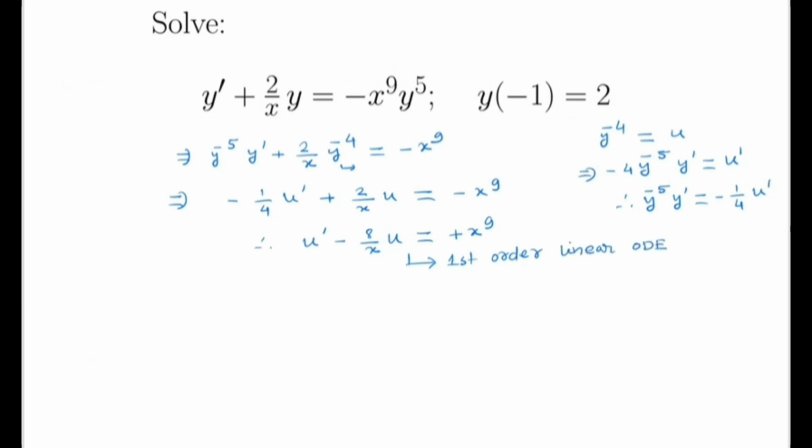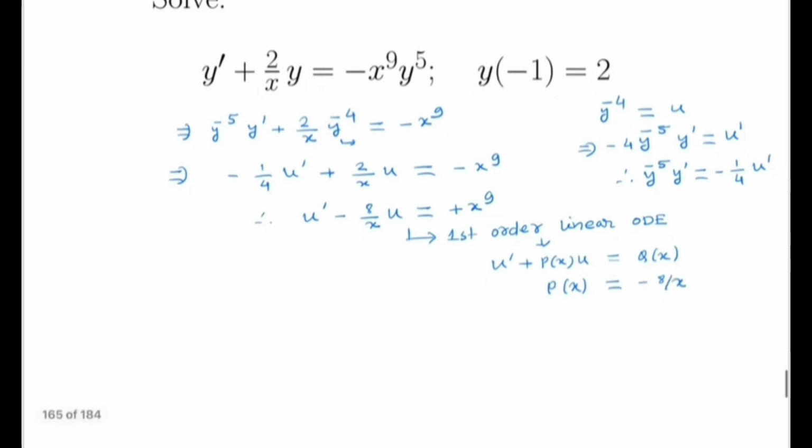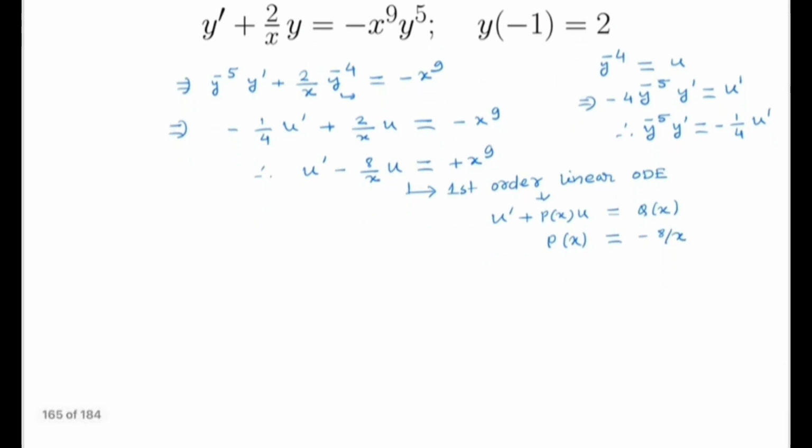ODE. Now we know first order linear ODE has the following form: u prime plus p(x) times u is equal to q(x). So by comparing, we get p(x) is nothing but minus 8 by x. Now we know the integrating factor for the first order linear equation is given by e to the power integral p(x) dx. So what is p(x)? It is nothing but minus 8 by x.